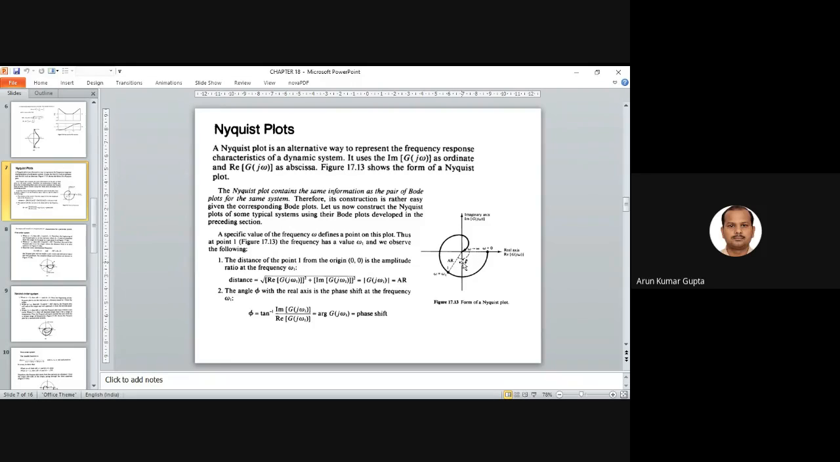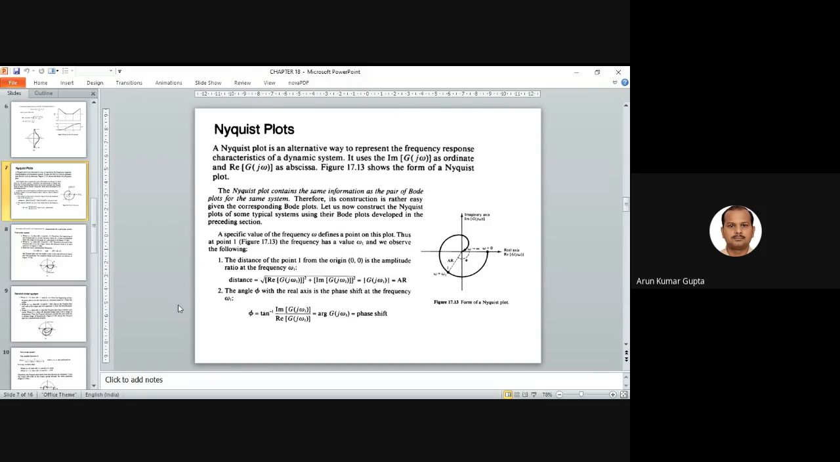So Nyquist plot is basically just like, for example, the point 1. Point 1 is a point we got at some particular frequency, let's say omega 1. At this omega 1, the amplitude ratio is given by this dotted line, and the corresponding phase angle is given by this. So in a single graph, we are getting the whole information. This is the advantage of the Nyquist plot.